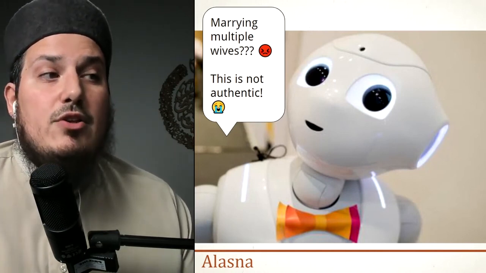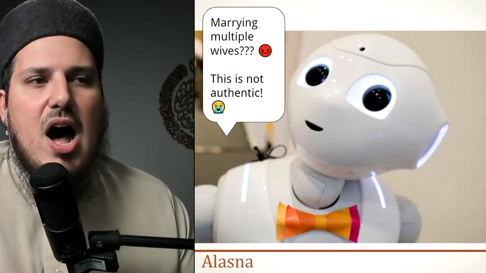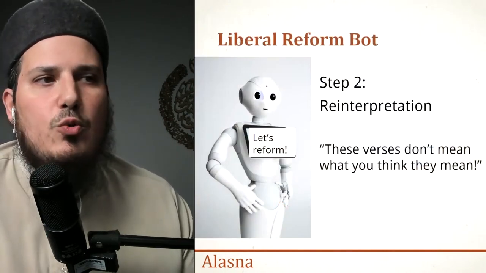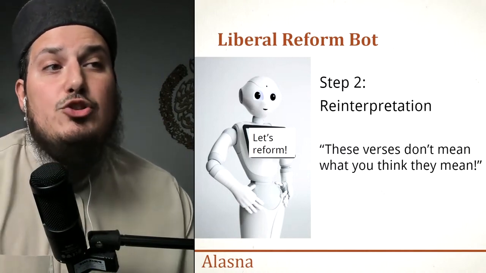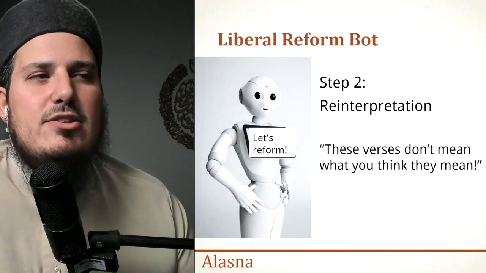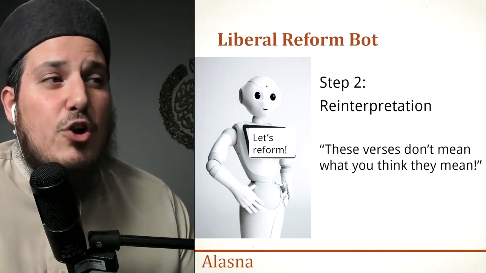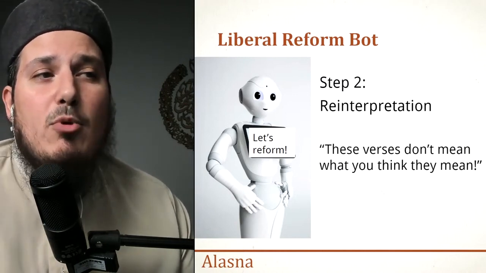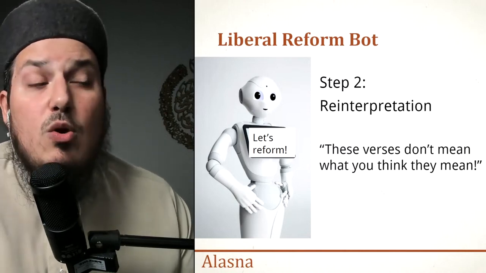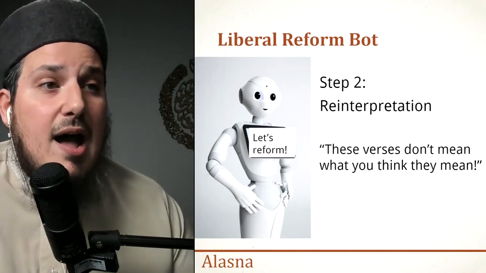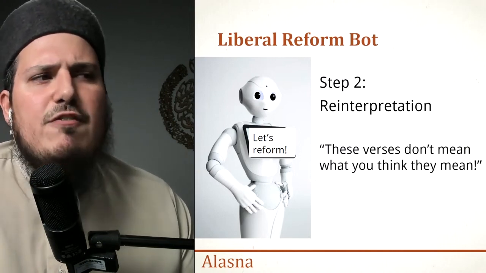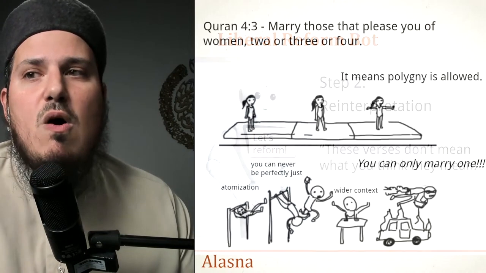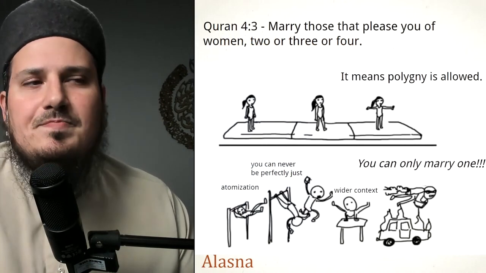Polygyny is found in the Quran. So then the bot is programmed to go to step two, reinterpretation. The liberal bot tries to reinterpret the Quranic verse and do all kinds of goofy mental gymnastics to say that the verse is not actually about marrying multiple wives, it's about gender equality and blah, blah, blah. But sometimes the reinterpretation step doesn't work either. Maybe the verse is too unequivocal and too hard to deny.